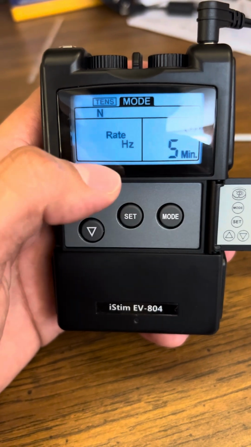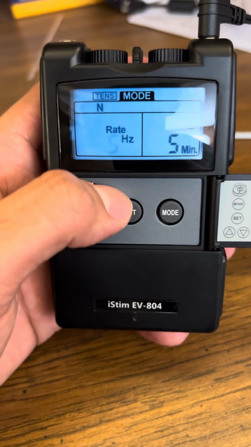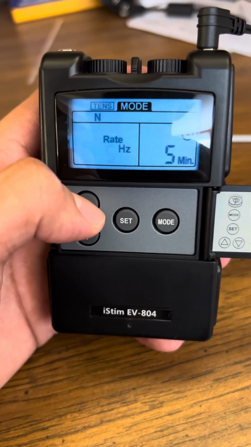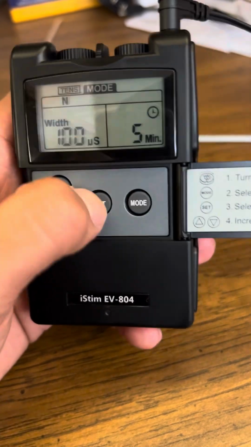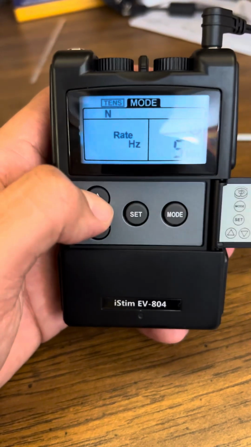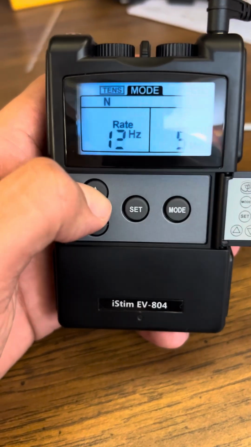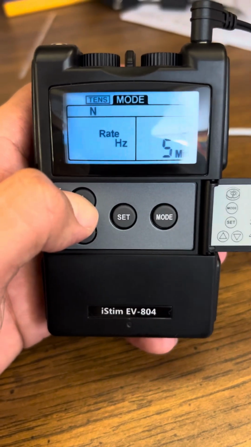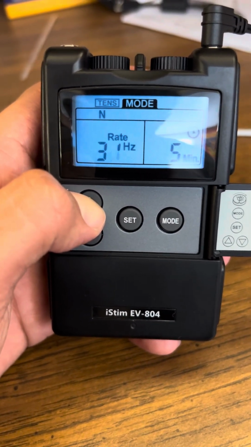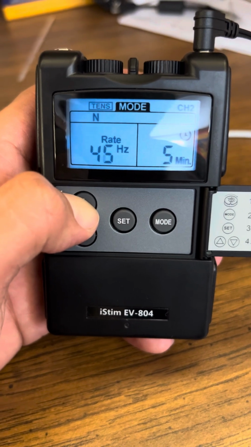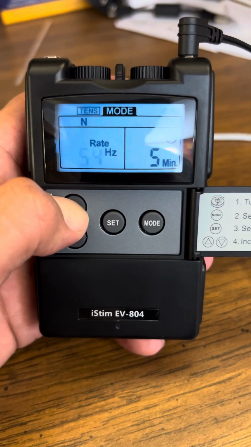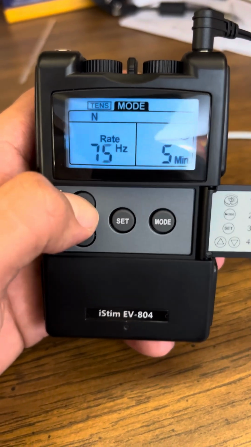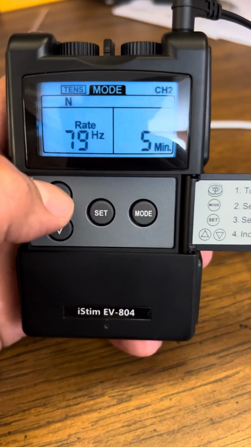Pulse rate would be the megahertz here, and that's going to be the pulse frequency, right? And that can be anywhere between 30 to 150. So go back. Okay, so we're gonna go up to about, let's go 80. So we're gonna go up to about 80. Once it gets up there, almost there. Cool.